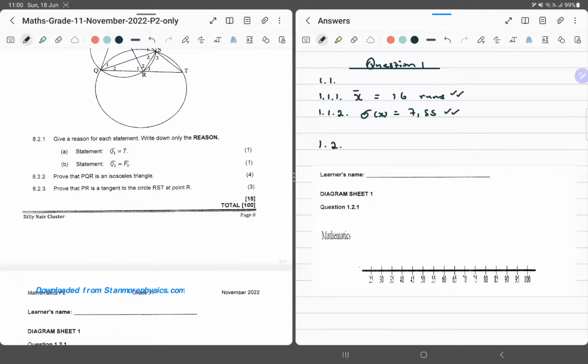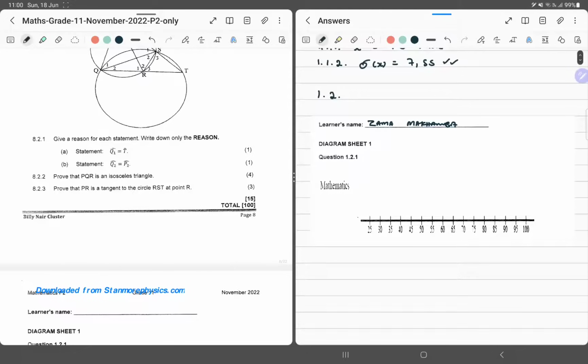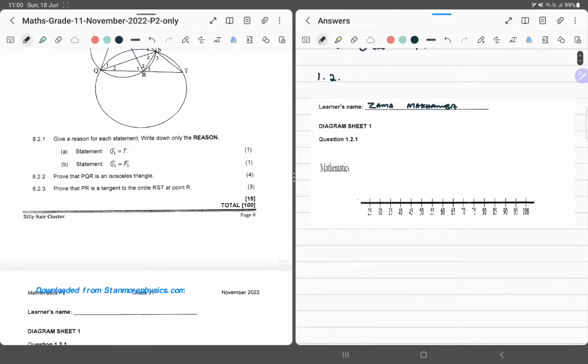Of course, we'll write your name there, so that when this goes missing, they can determine who it belonged to.